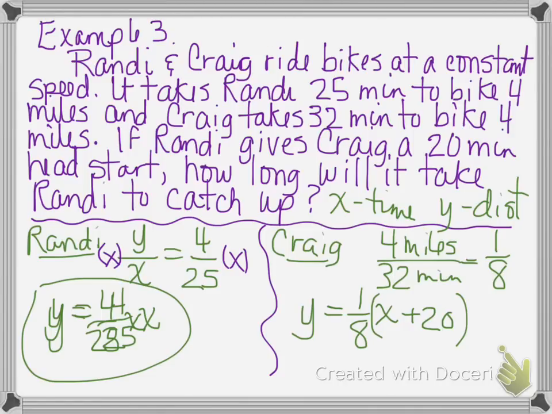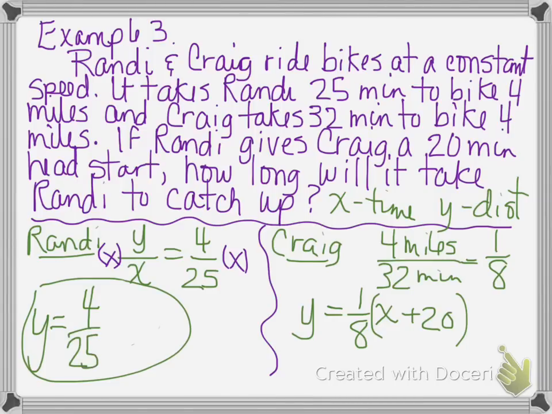So notice that when x equals 0, we put 0 in here, then y is still going to have a value. It's not going to be 0. Whereas in this equation over here, which I need to fix, my technology is having a mind of its own, that was y is equal to 4/25 times x. When x is 0 over here, Randy's distance will be 0 because anything times 0 is 0.